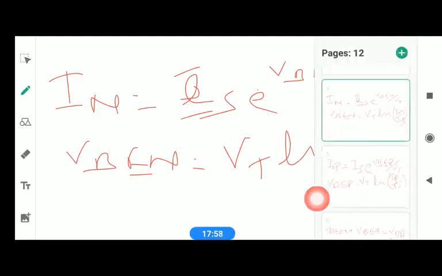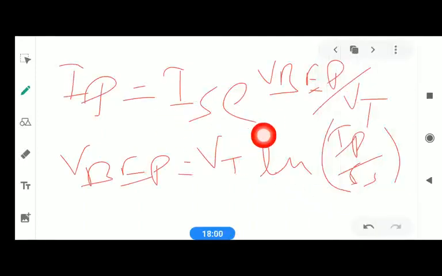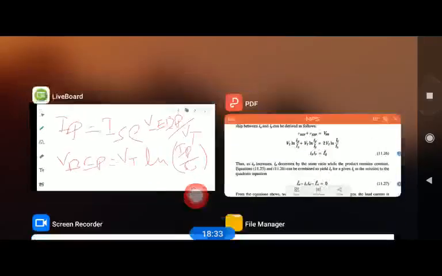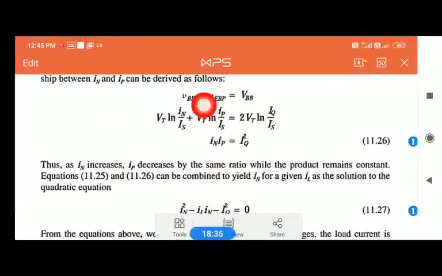In the same way, the equation for Ip is equal to Is into e raised to VEB P divided by Vt, right? Because the voltage at the base of the transistor QP is VEB P that we are taking. Is you take to this side as Ip by Is, e you take to this side, which becomes ln, and Vt you transfer to this side, then VEB P will be Vt into ln of Ip by Is, right? So this equation you will get.